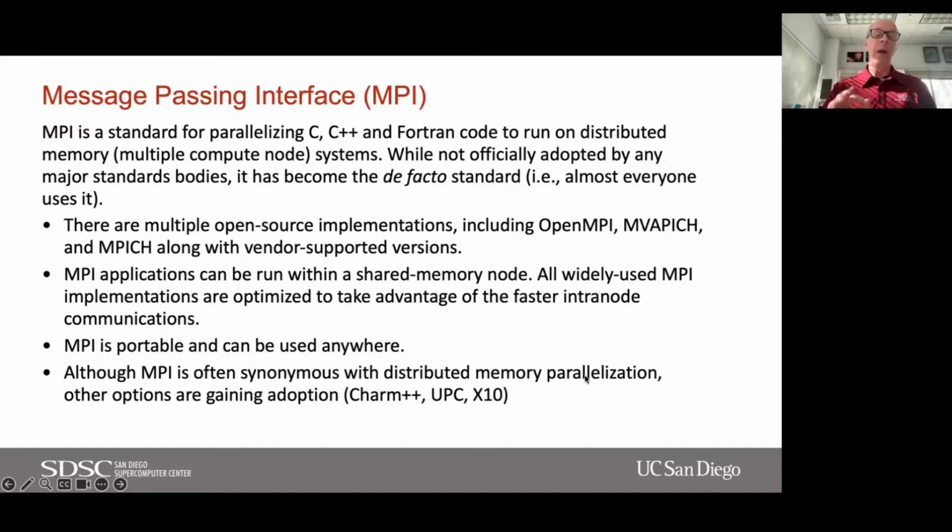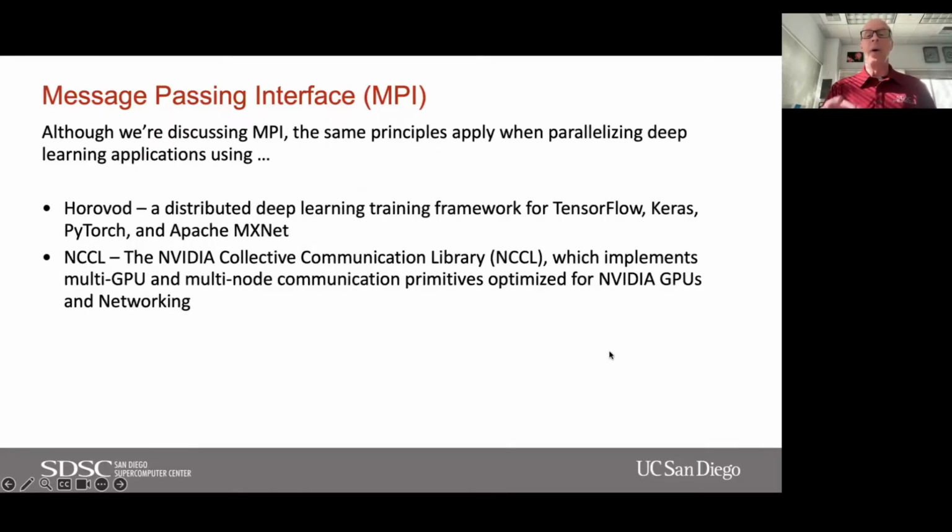And finally, although MPI is often synonymous with distributed memory parallelization, there are some other options that are gaining adoption, such as Charm++, UPC, and X10. So, although we're discussing MPI, the same principles are going to apply when parallelizing deep learning applications, say using Horovod, which is a distributed deep learning framework for TensorFlow, Keras, PyTorch, and Apache MXNet, and NCCL. This is the NVIDIA collective communication library.